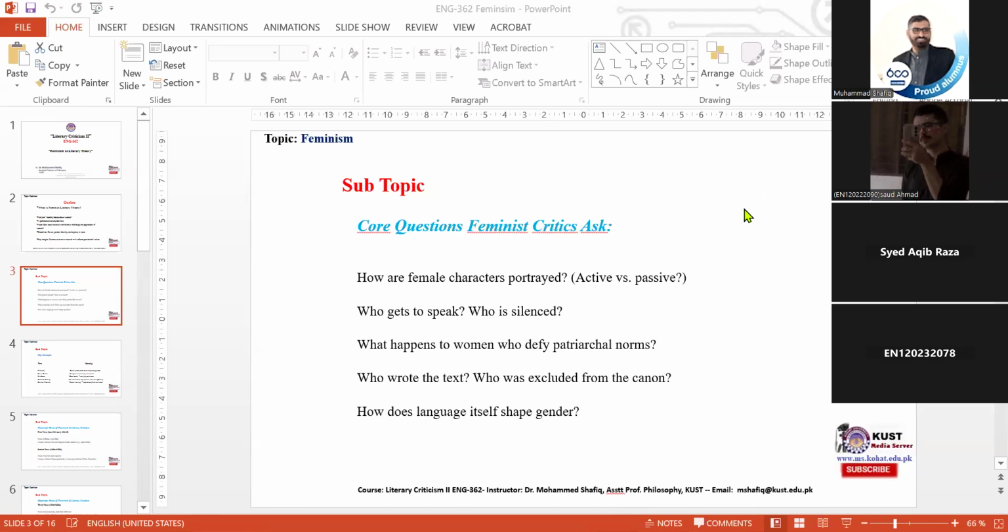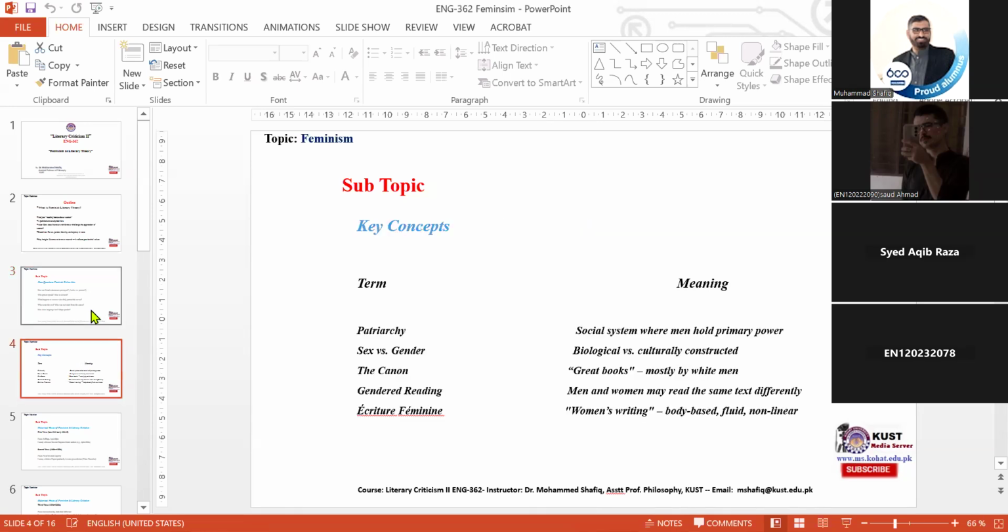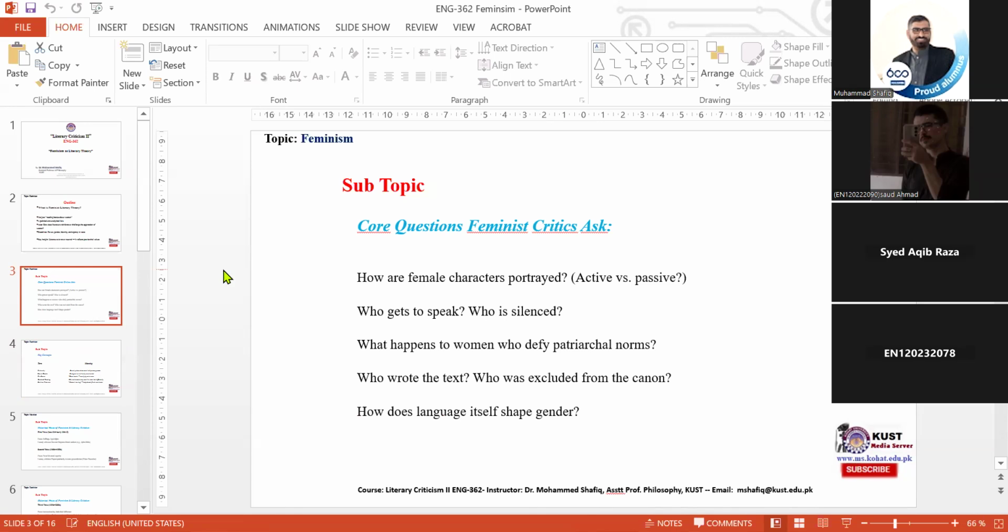So feminist literary theory emerged from the women's liberation movements, historically speaking, but it quickly became a sophisticated academic discipline. Literature is never neutral, as I said earlier. Every text carries assumptions about gender. The feminist lens tries to analyze those assumptions, and our job as feminist critics is to make them visible.